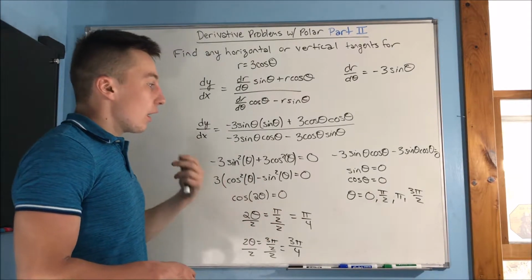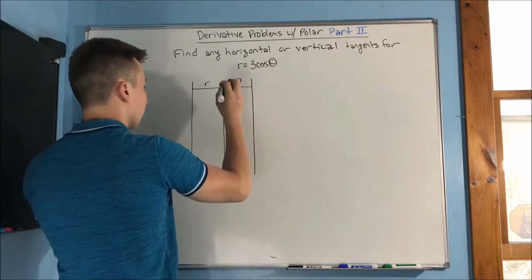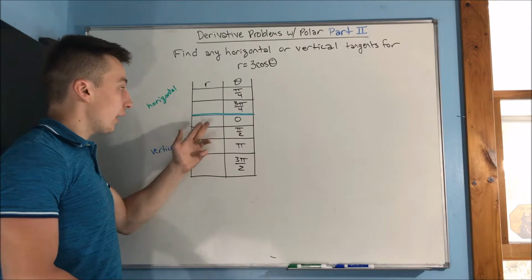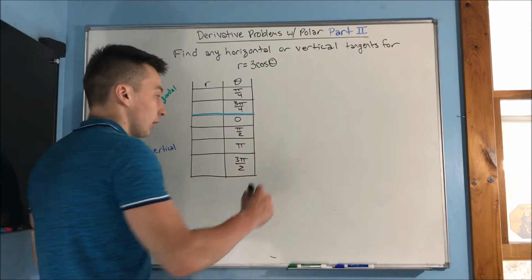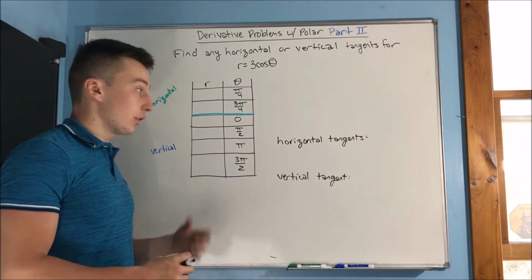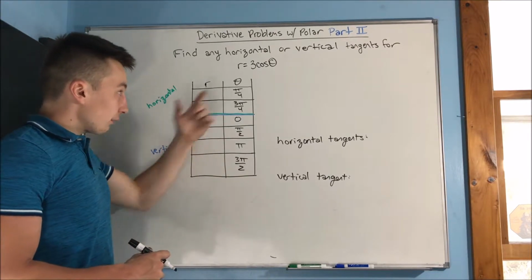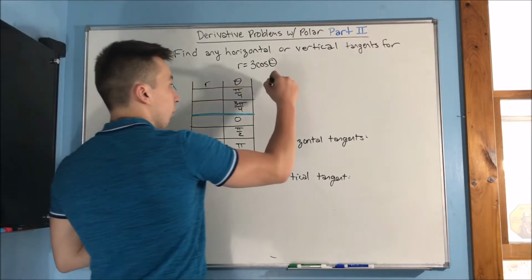So we have our angles now. All we have to do now is find r values for them. Here I made a table, and we can find the r values now, and then we can write out where we have a horizontal tangent and where we have a vertical tangent. First off, when theta is equal to pi over 4, what is r going to be equal to? We can start off here.